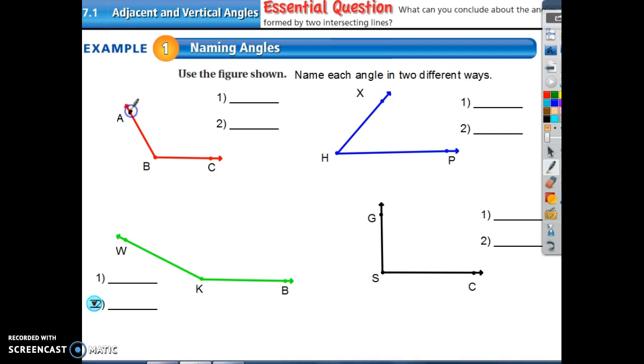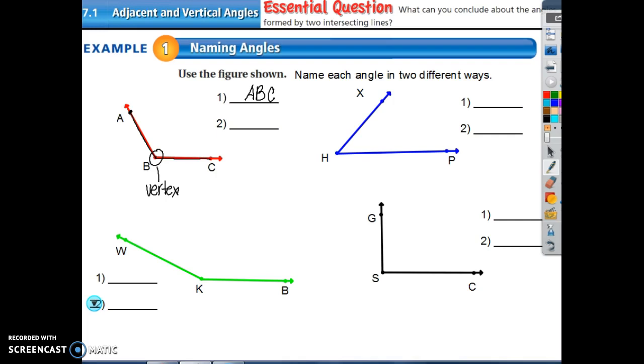So first off, I'll go ahead and start at A. That's the first letter in the name of this angle. After that, I'm going to go to B. B would be the second letter in the name of the angle. And then I'm going to end at C. And C is the third letter in the name of my angle. So I could call this angle ABC. B, the point, or what we call the vertex, is always going to be in the center of your name.